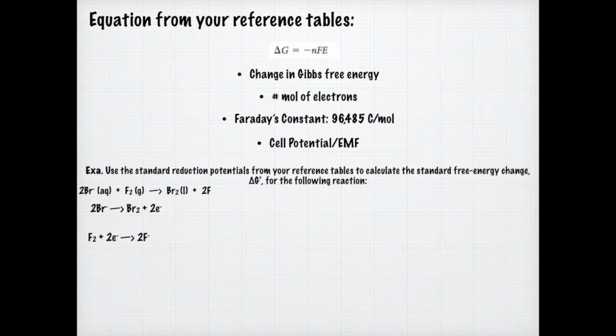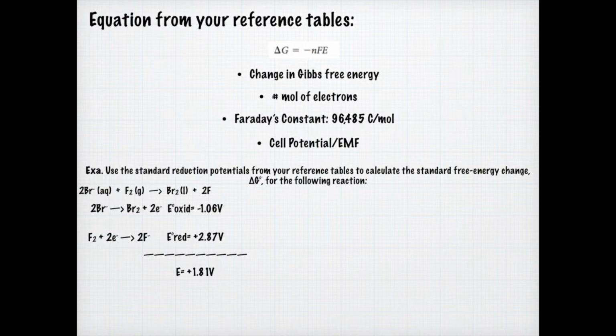And so I calculate the oxidation cell potential, and that's going to be negative 1.06 volts. I get that value from my textbook; I actually get the reduction potential from my textbook, and I just take the negative of that. Then I'm going to do the same thing for F2, which is the reduction potential, plus 2.87 volts. When I add these together, I find that my cell potential is positive 1.81 volts. So now I'm going to plug this into my formula.